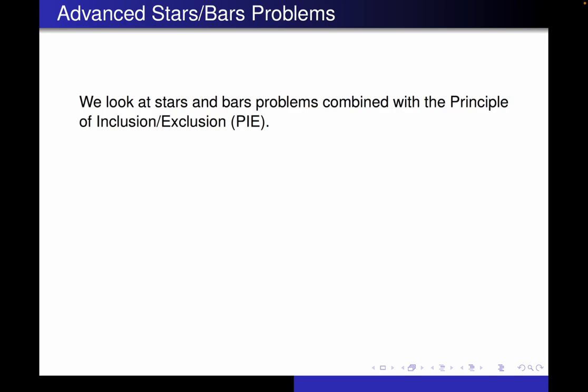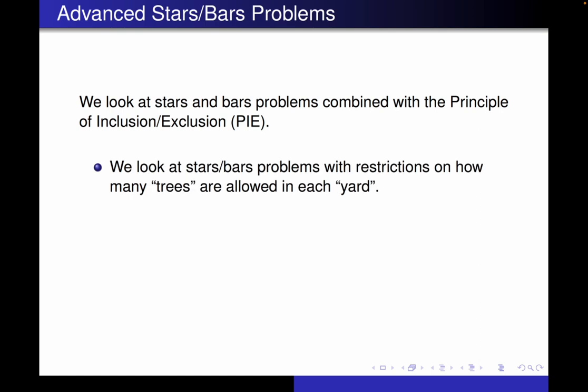We've worked on recognizing and solving stars and bars problems, and now we're going to take it up one more step and combine it with some inclusion-exclusion thinking as well. So we're going to first look at some stars and bars problems with some restrictions on how many trees, if you want to call it that, are allowed in each yard.